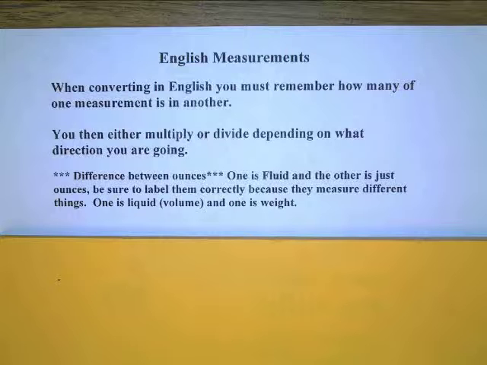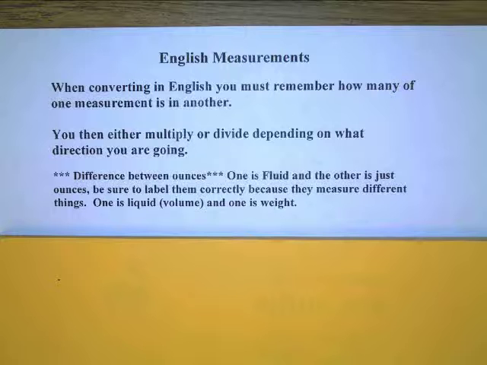English measurements. When we convert in English measurements, sometimes called customary measurements, we must remember how many of one measurement is in another. When we converted in metric, we just moved the decimal. Added zeros and moved the decimal. We didn't have to remember that there were 10 decameters in 1 meter. We just moved a decimal.